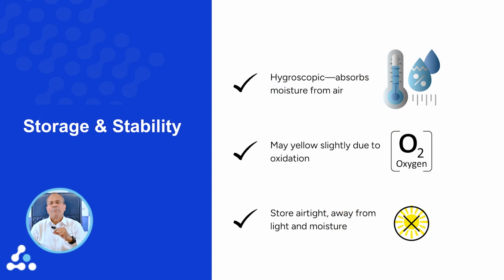SLS is hygroscopic. It tends to absorb moisture from the atmosphere. If exposed to humidity or air for prolonged periods, it can gradually degrade, leading to a slight yellow or off-white tint. This is generally due to oxidation of trace organic residues. Therefore, it is best stored in airtight containers away from light and moisture. Proper storage ensures the surfactant remains chemically stable and analytically reliable.